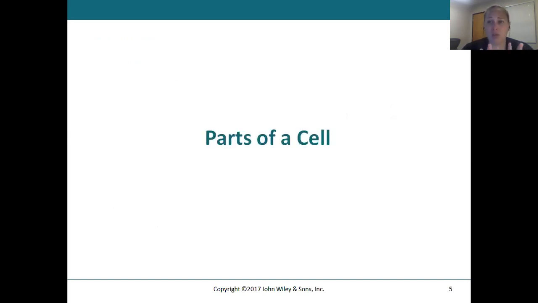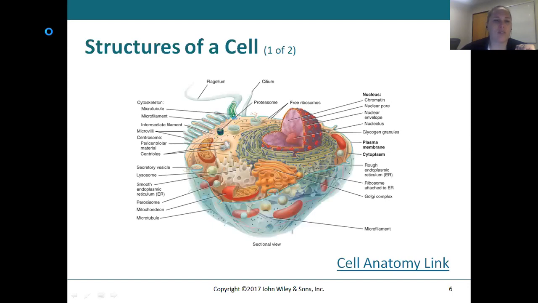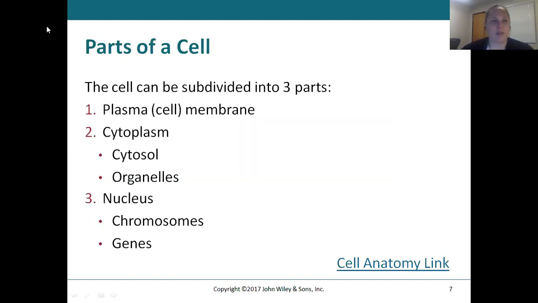Okay, so we're going to start with talking about the different parts of the cell. The next figure I'm going to show you has a lot of labels. I'm going to circle each of the main parts of the cell that we'll be talking about, and we won't be going through every single labeled component of this cell. Okay, so the structures of the cell. Let's go back to the structures of the cell.